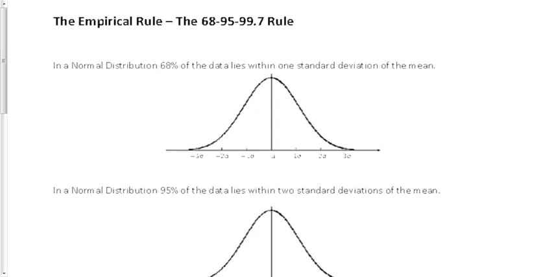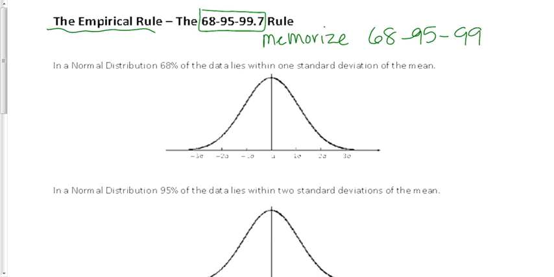So if we have a normal distribution, there's what we call the empirical rule. The empirical rule also has the name the 68, 95, 99.7 rule. And that's something you really want to memorize. We know those numbers, 68, 95, 99.7. You'll use them a lot. So what does this mean?